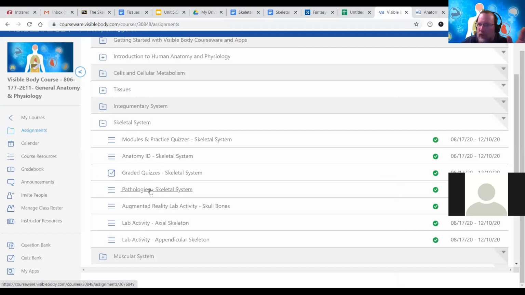Pathologies, that's a very interesting section. It goes through some fascinating stuff about bone pathology. Don't worry about any of that, though. You can if you want. You can do whatever you want, but this is not required, I guess what I'm saying. But I would recommend going into modules and practice quizzes.